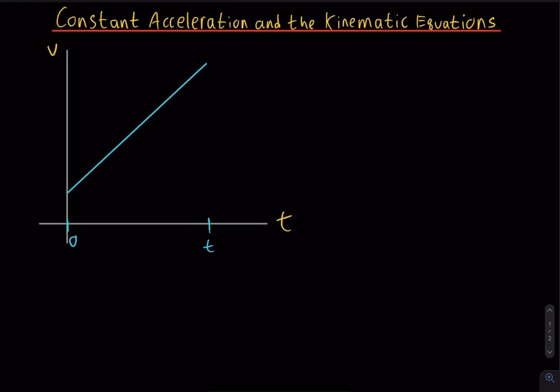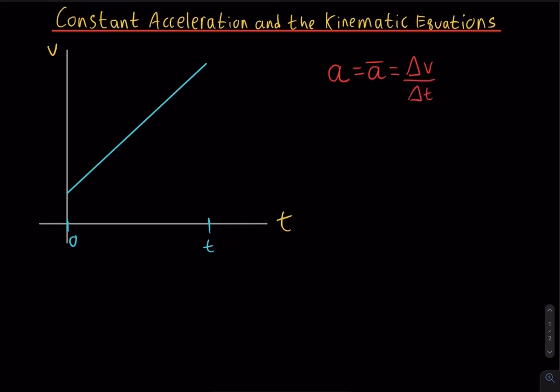So constant acceleration, what does that mean? What can we do with that? Well, for starters, if my acceleration is constant, then my instantaneous acceleration at any given point is going to be the same thing as my average acceleration over that time interval. If my acceleration is not changing, then my instantaneous is going to be the same as my average over any interval. But what is this average acceleration? Average acceleration we defined as delta v over delta t.